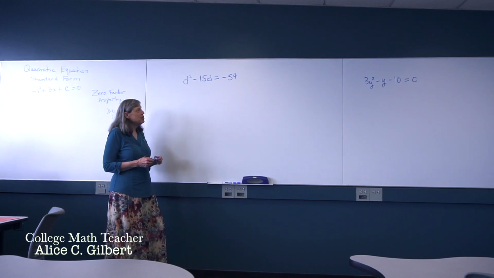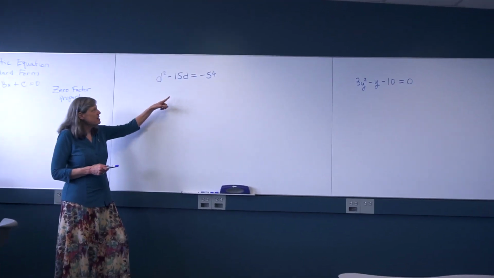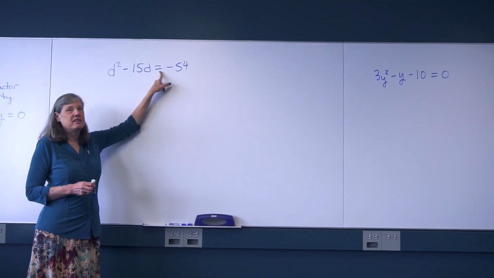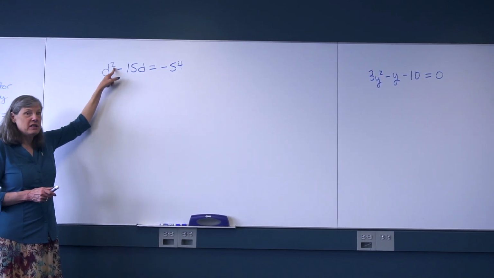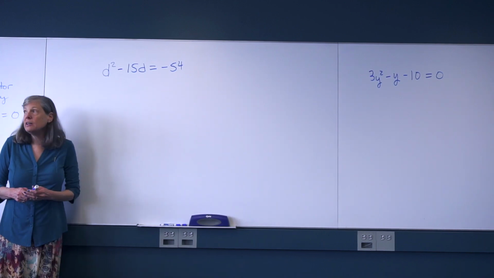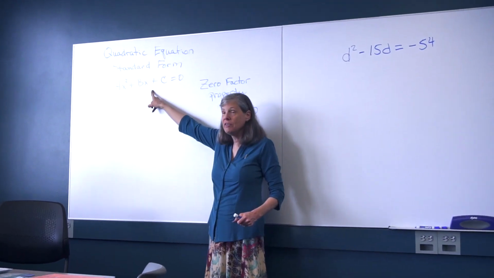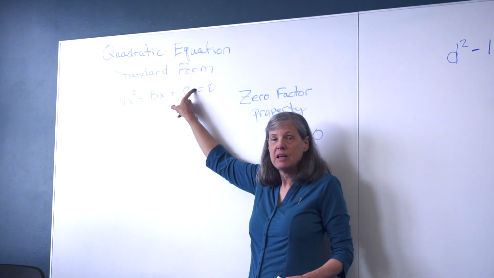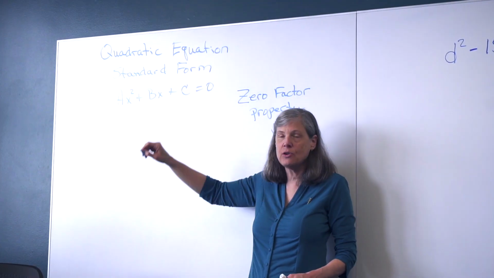All right, let's keep looking at these and seeing what we see. So I look at this, and first thing I notice is that this has an equal sign. And it's a quadratic equation because it has a square. That means I'm going to have to solve. But I can't solve unless it's in standard form. That means everything has to be on one side of the equal sign and 0 has to be on the other.